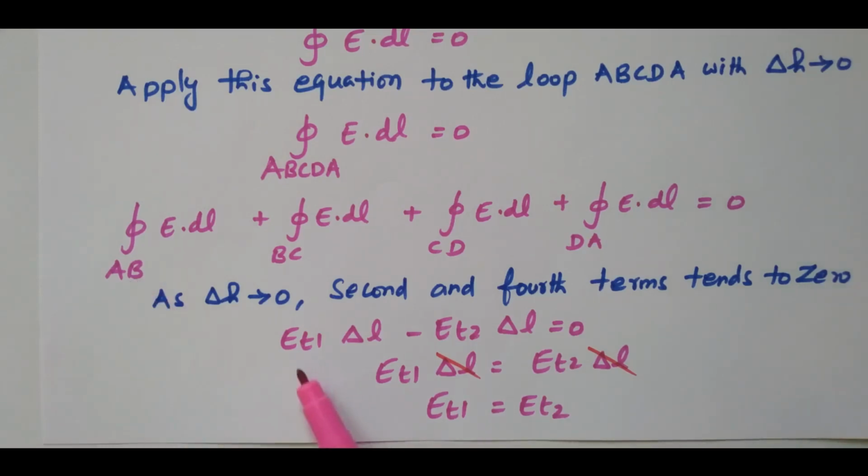The first term AB is ET1 into delta L, and the third term is minus ET2 into delta L, which equals 0. Bring this term to the right hand side, so ET1 delta L equals ET2 delta L. Delta L gets cancelled, so ET1 equals ET2. So the tangential components of electric field intensity in the first and second dielectric are equal. We got this relation directly because there is no charge sheet. We have not placed any charge sheet, so straightaway we got both equal.